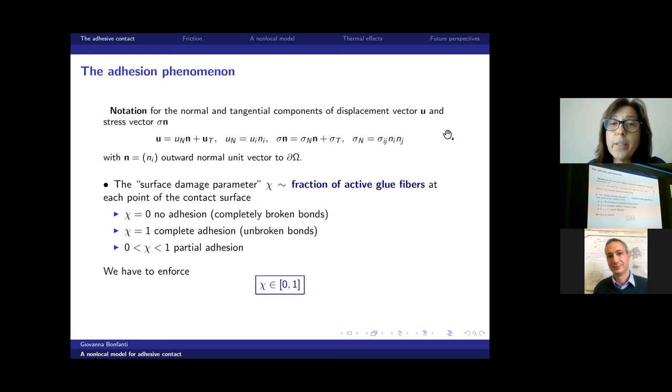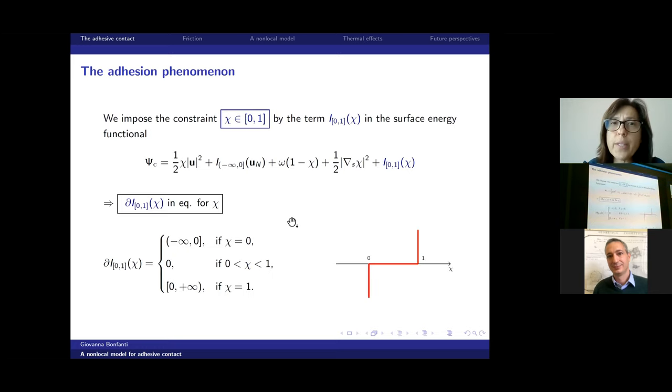So the first constraint that we have to impose into the model is this one. We impose this constraint by this indicator function on the interval 0, 1, which appears here. This is the expression for the surface energy function. There are many terms. I underline this one, rendering the constraint on the variable. As a consequence, as we will see, the subdifferential of such indicator function will appear in the equation for key. And this is its graph.